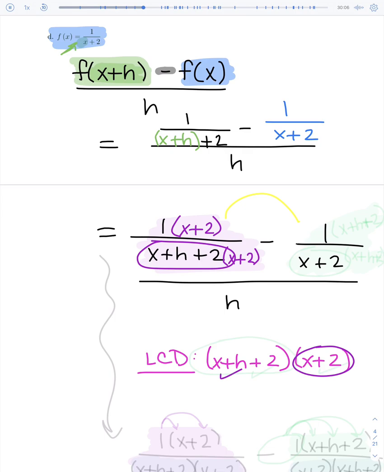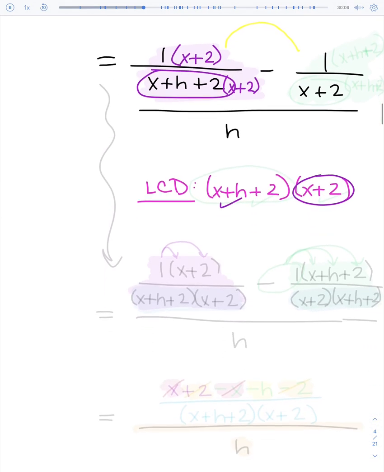Now we have to take a look at the second fraction and do the same thing. The second fraction already has the x plus 2. It's missing the other one, the x plus h plus 2. So we're going to multiply its denominator by the x plus h plus 2. But just like the last one, if we multiply the bottom by something, I also have to multiply the top by the x plus h plus 2 as well.